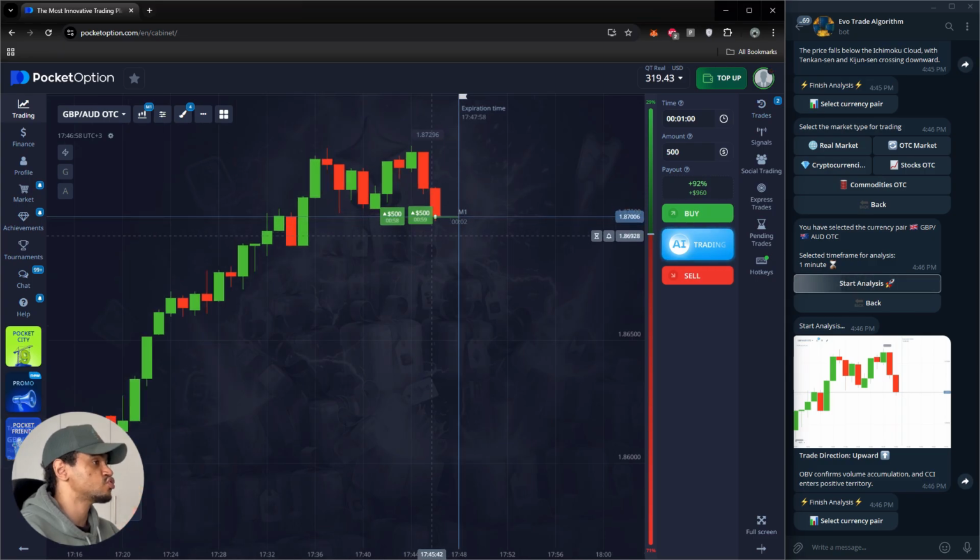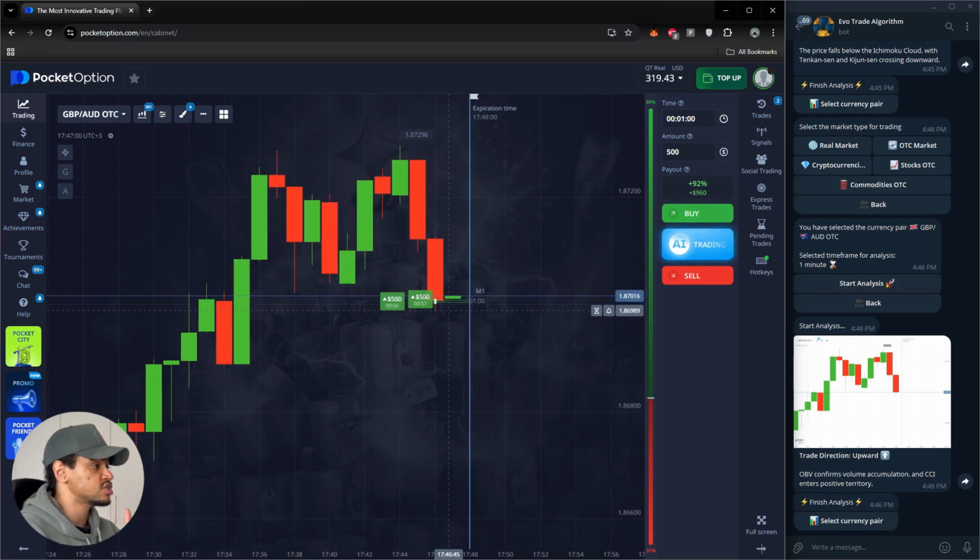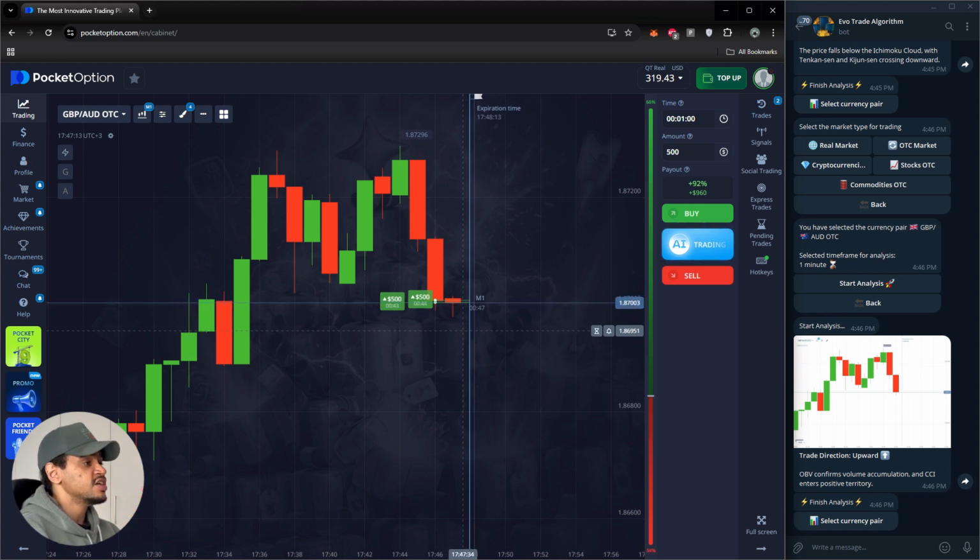We're gonna place 2 trades right here. This is $1,000, and if we get a win here, this is gonna be massive for us. So let's observe. We have OBV confirms volume accumulation and CCI enters positive territory. So this is a short-term bullish signal, and we're gonna see if we're actually able to make the money here.